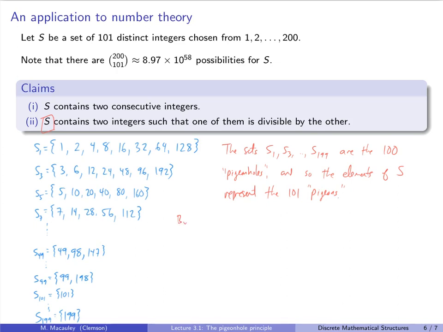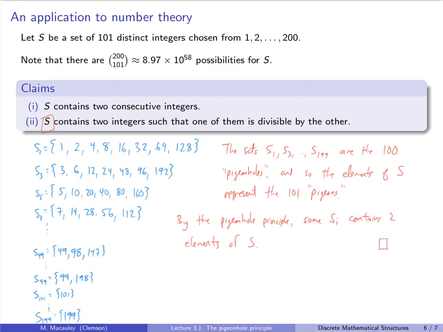So by the pigeonhole principle, some S_i contains 2 elements of S, and in this case, one of these elements is a multiple of the other. And so I think that should be clear. And so I'm going to put an end of proof box right there.